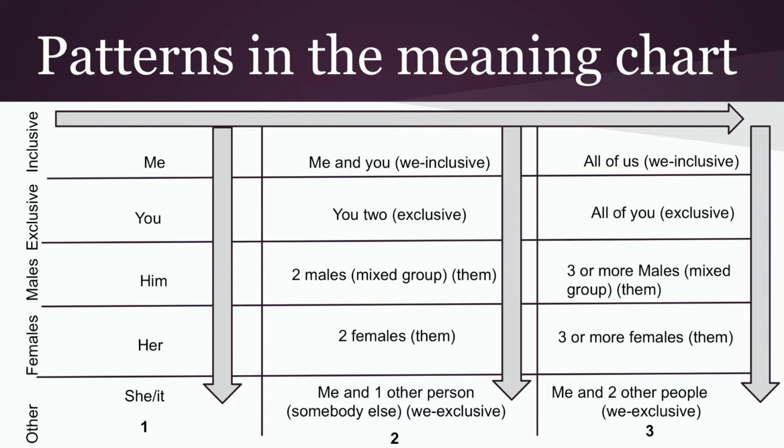The one below that is three or more males. Again, that can be a mixed group. And then we also use they or them to reference the subject. Below that is three or more females, always strictly females. And then the last one in the column is me and two or more other people.